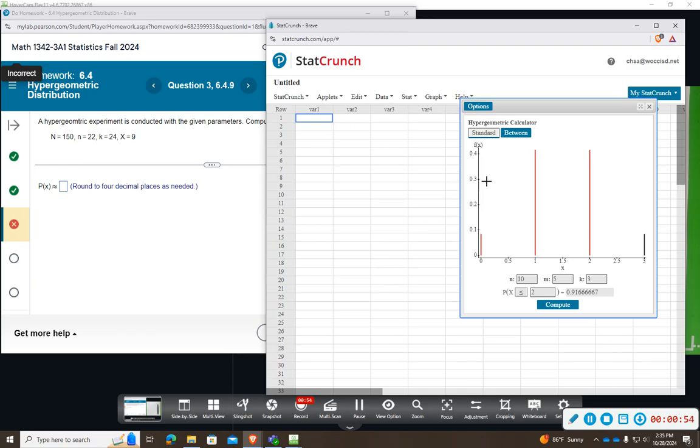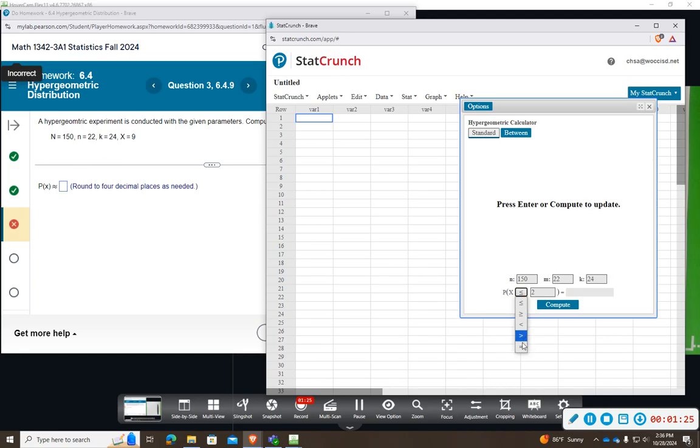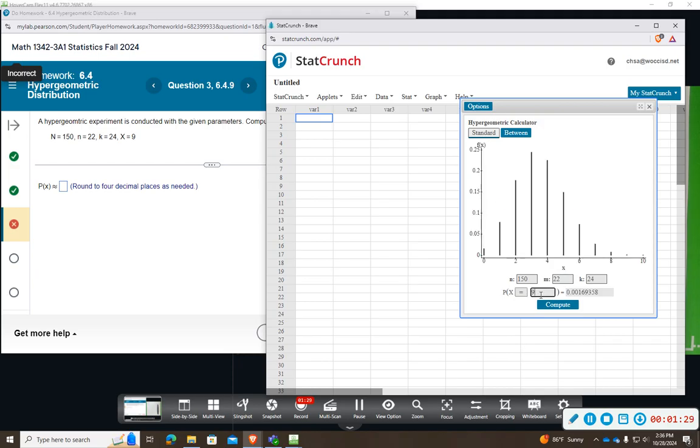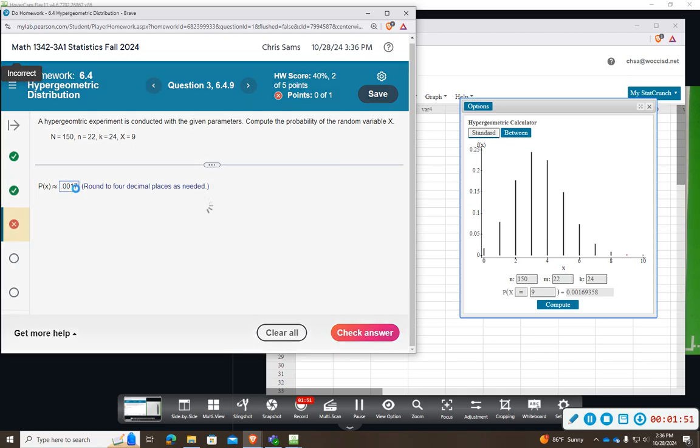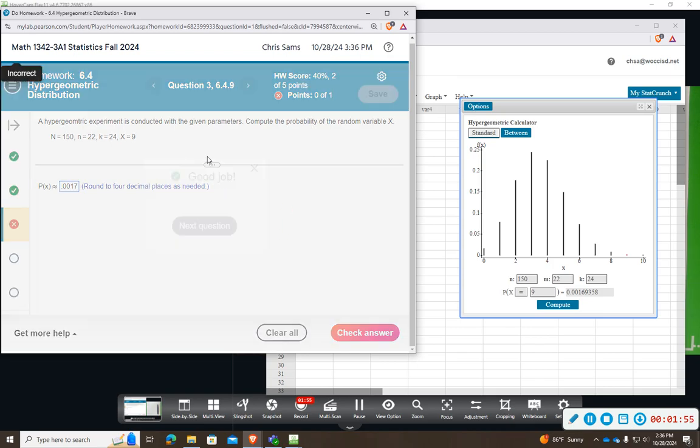So they give us big N, which is 150. That's going to be represented by this lowercase n. The sample size is 22, which is going to be represented by m. And then k is 24. And then we want to know x equals 9. So we're going to come down here to equal, and then we're going to change this to 9. And then we get 0.00169. We'll round up to 0.0170017.